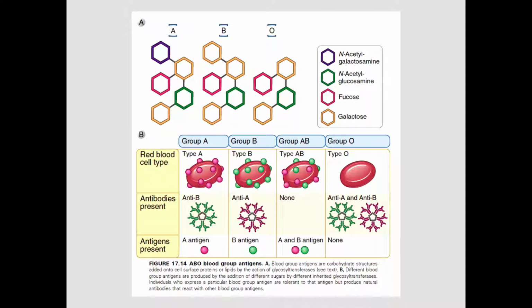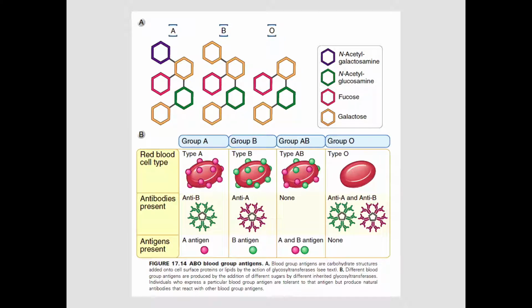So all you need to know when we talk about A blood type: this patient has A antigen on its red blood cell surface, and also has anti-B immunoglobulin M in the blood. The same is true for group B. They have B antigen, but they do have anti-A immunoglobulin.